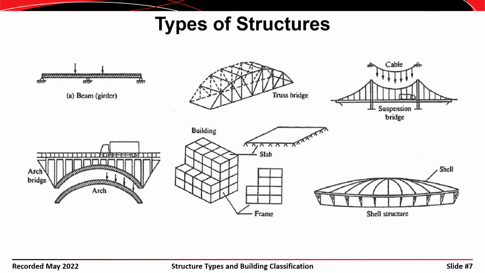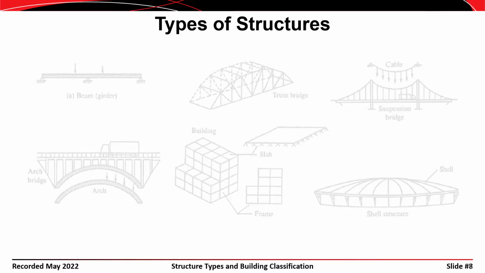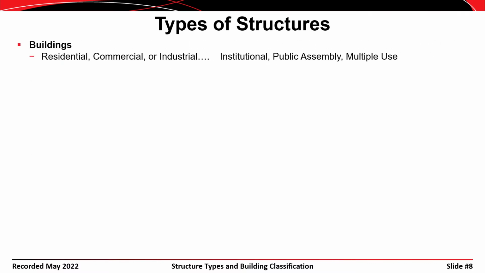Structures can be classified in many different ways, depending on the objective. All structures are built to serve specific functions. Consequently, structures are often classified according to their functions or the purposes they are intended to serve. They can also be classified by visual appearance. Structures can broadly be classified as building structures or non-building structures.